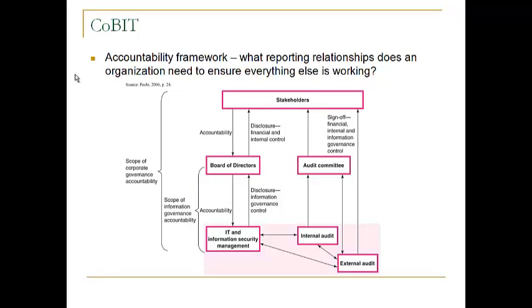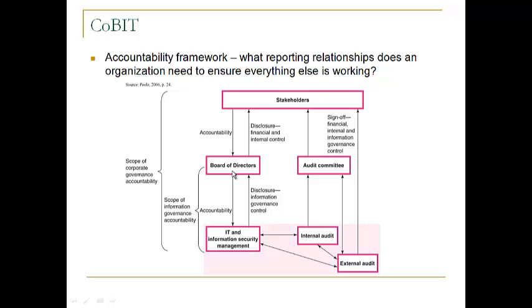Your textbook had a quick look at the COBIT accountability framework, kind of a pictorial view. So I don't need you to know every single little bit of this, but we want to get a general overview of what's happening here. So we're looking at the reporting relationships within an organization. And for purposes of discussion, let's consider just your average public company. So stakeholders at the top here for a public company, we're primarily talking about shareholders, right? Stock owners. So those stakeholders hold the board of directors accountable for providing information around reporting. The board of directors in turn discloses that financial and control information to those stakeholders.